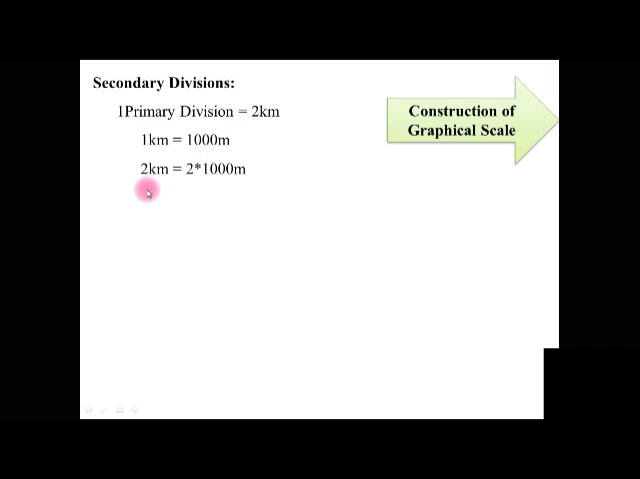Okay. So if you want to convert the 2 kilometer into meters, you have to multiply 2 by 1000, and obviously the answer is 2000 meter. Now what is this 2000 meter? As we know, the total graphical length of the graphical scale is 16 and we have divided it into 8. And now we are going to divide the first primary division. So this first primary division is nothing but 2000 meters. Is it clear? So this 2000 meter means 2 kilometer.